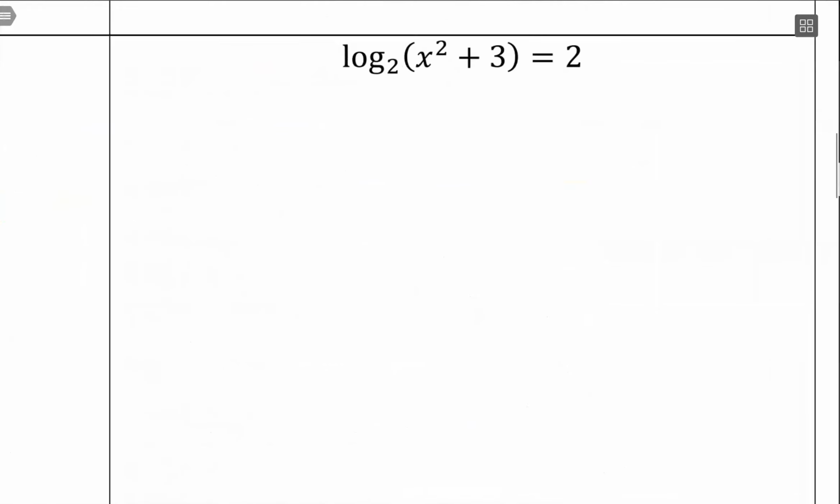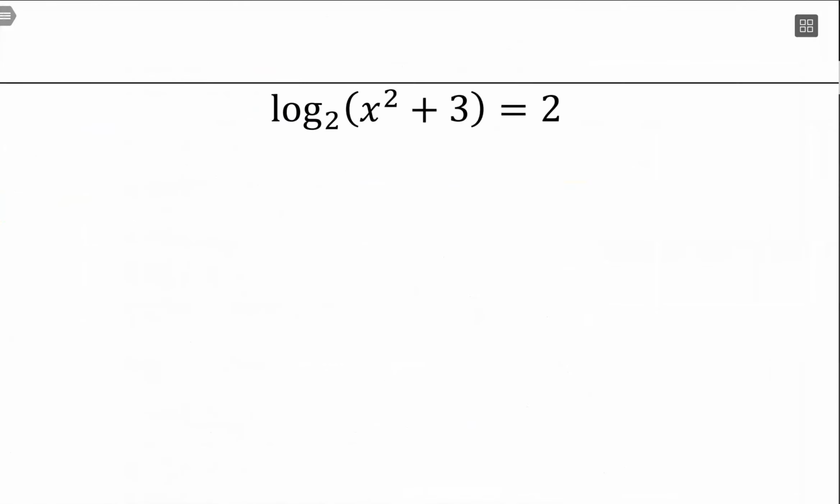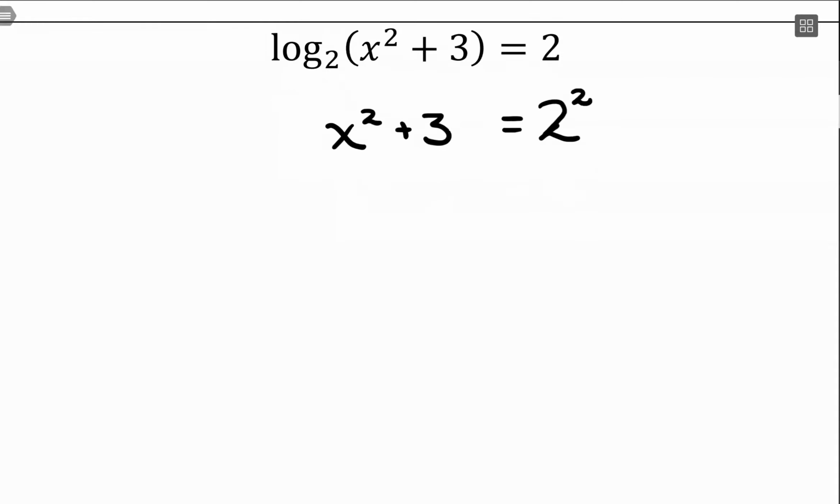All right, one more here. So we have logarithm base 2 of all of this inside equals a value of 2. So we're all set up to change to exponential form because we have a logarithm equal to a value. Just to get our vocabulary right, the value inside here is going to be alone on one side of the equation, equals base 2 with an exponent of 2. So we end up with x squared plus 3 equals 4.